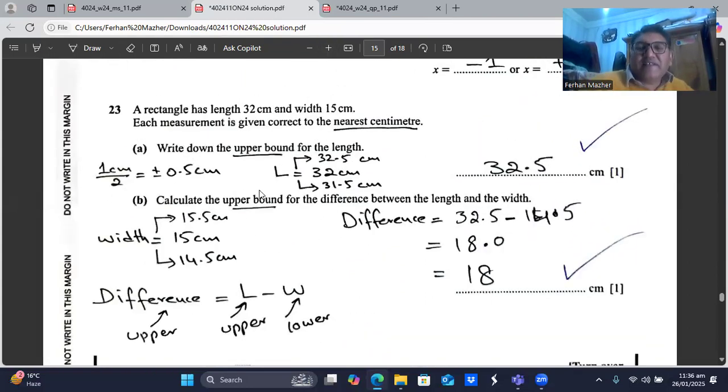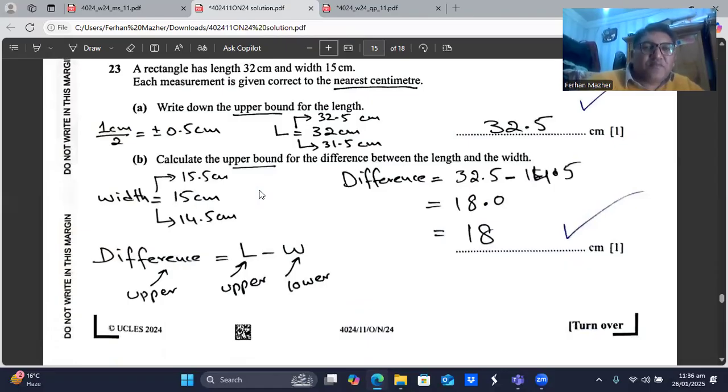So here you can see, because this is correct to the nearest centimeter, I will take 1 centimeter divided by 2, that's 0.5 centimeter, with plus or minus. So the length is 32 centimeter. Add 0.5 to it, you get 32.5 centimeter. That's the upper bound of the length. From 32, subtract 0.5, you get 31.5. That's the lower bound of the length. So their question was, what is the upper bound of the length?